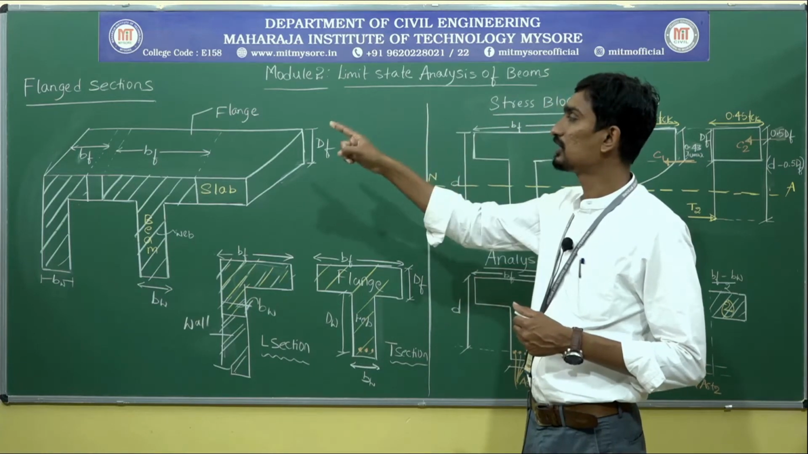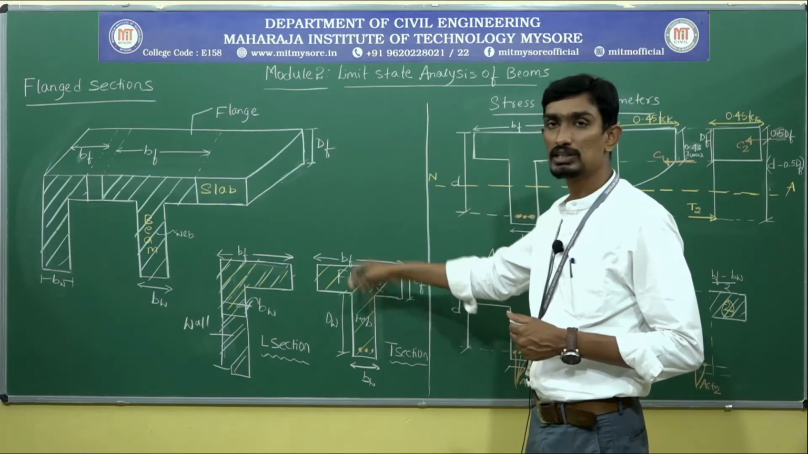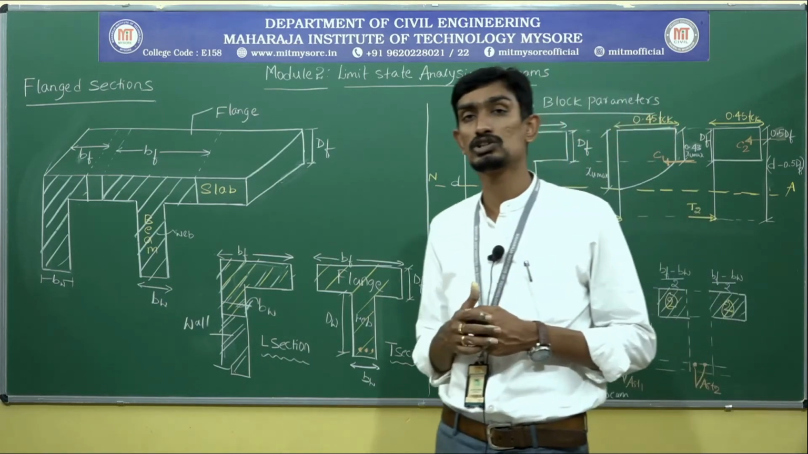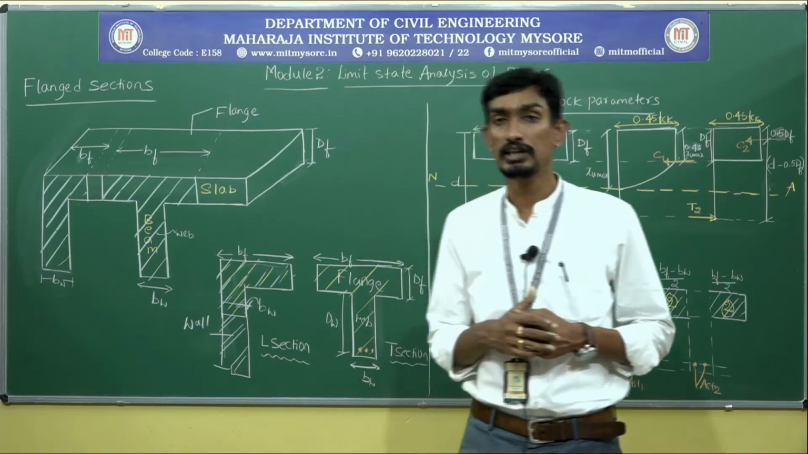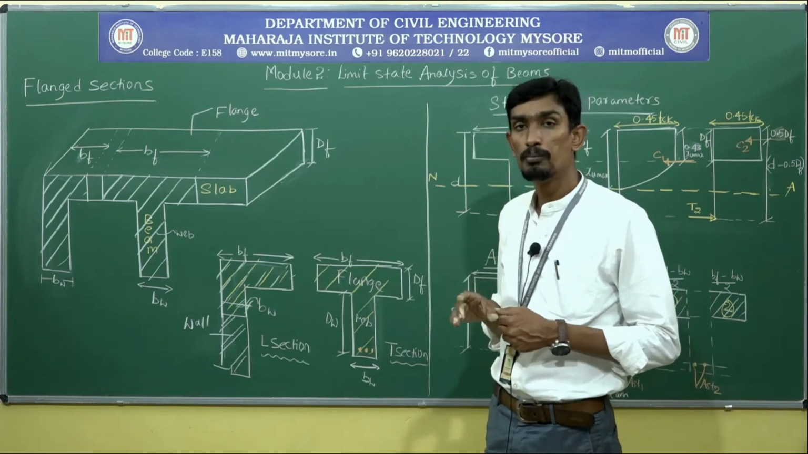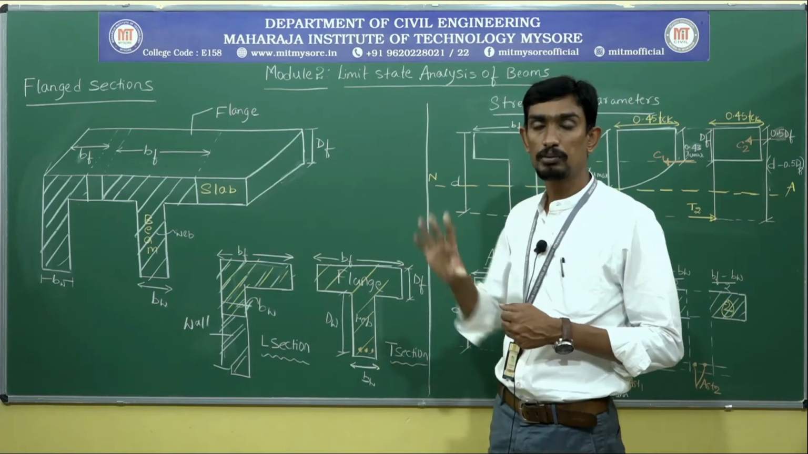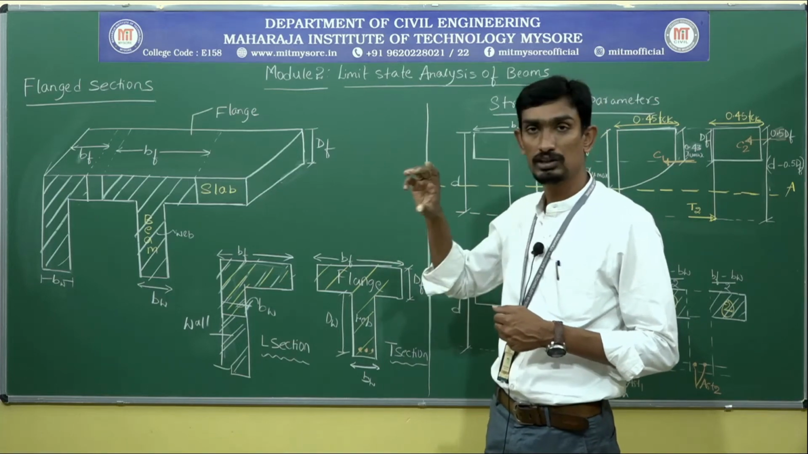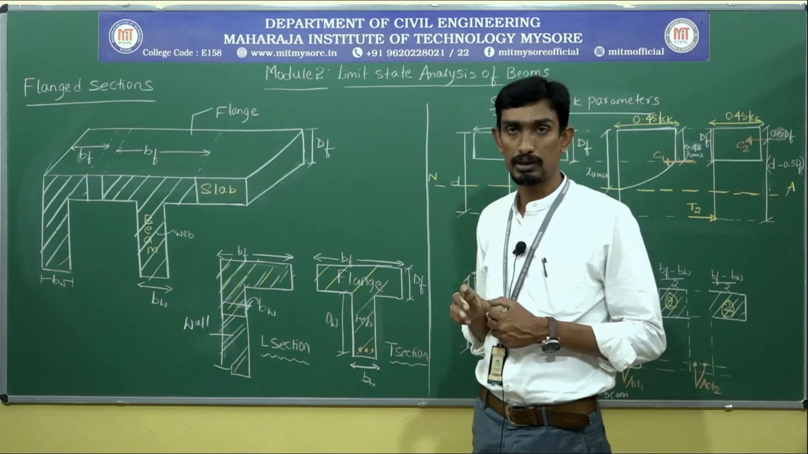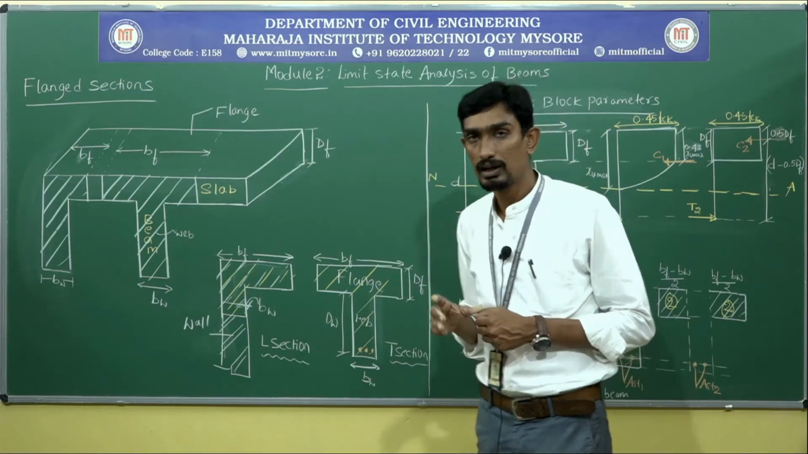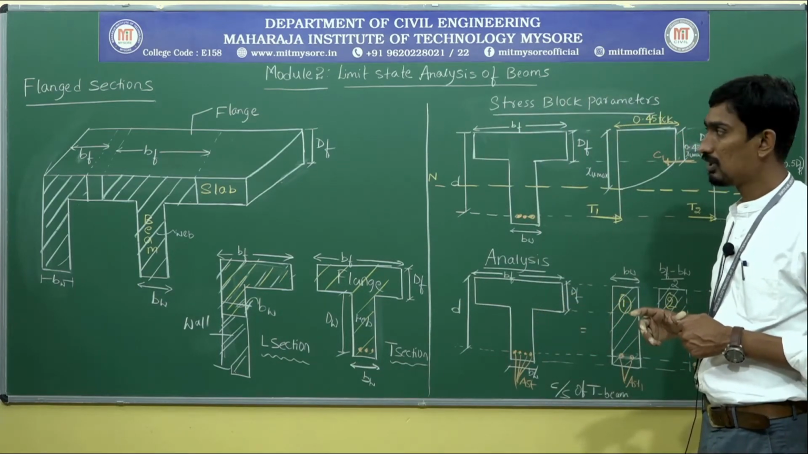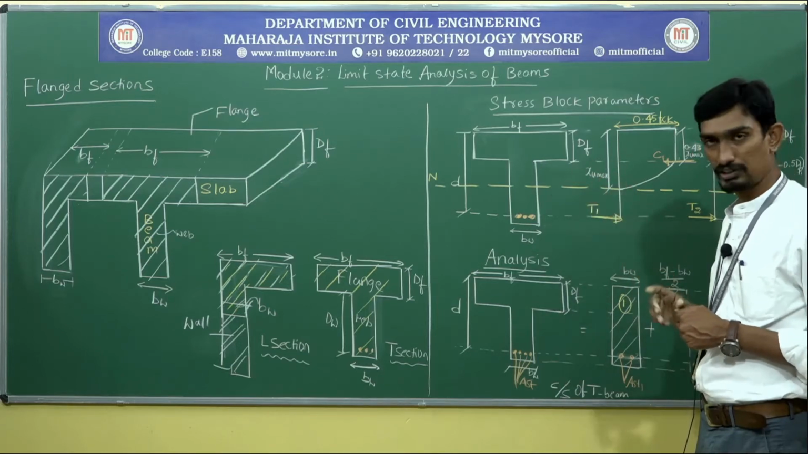Hence this flanged section is also called T section or L section, geometrically. Is it clear? So this is regarding the introduction part. Hope it has been clarified. I have explained what a flanged section is, what the notations are, and the advantages.